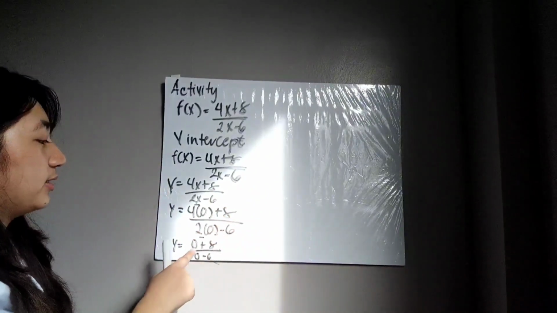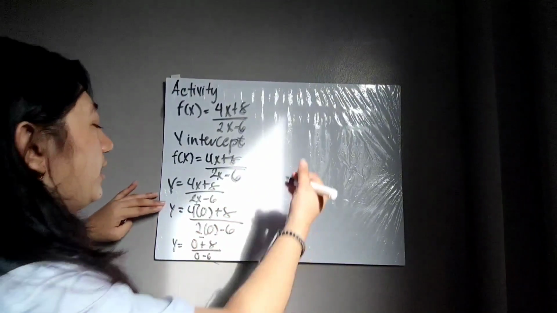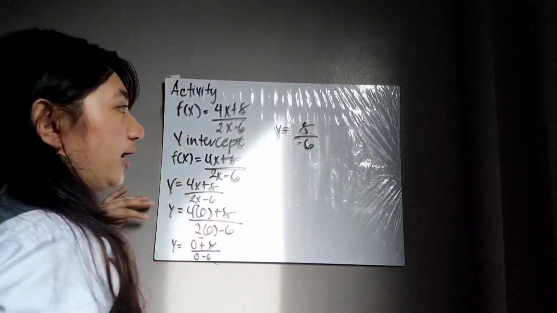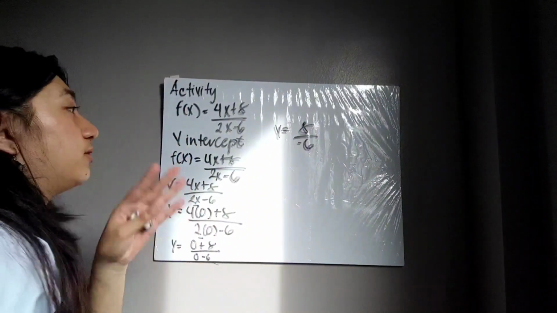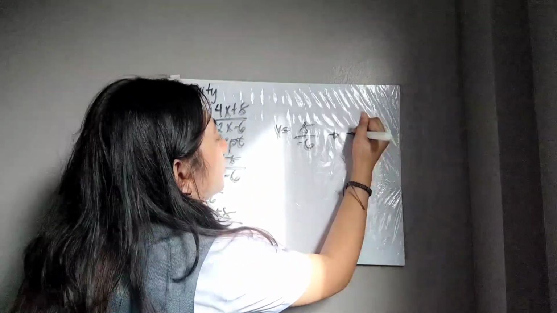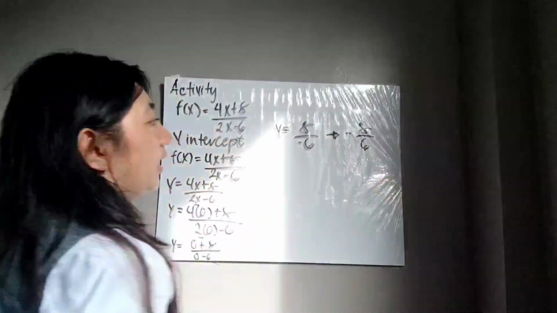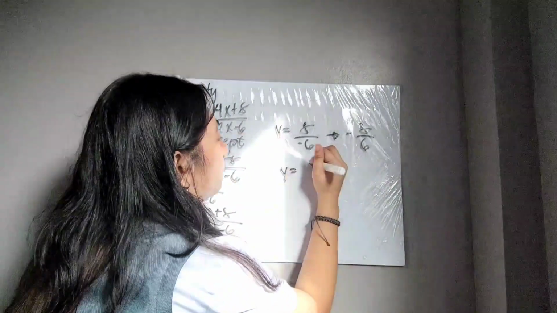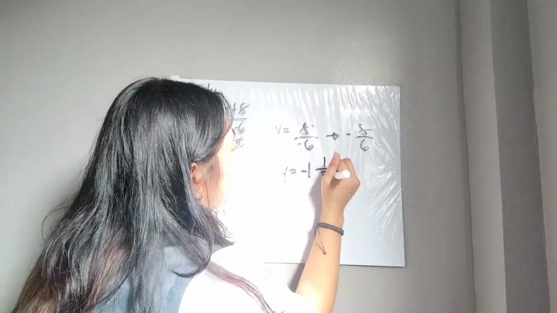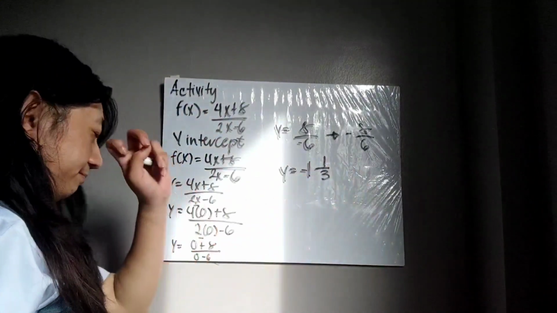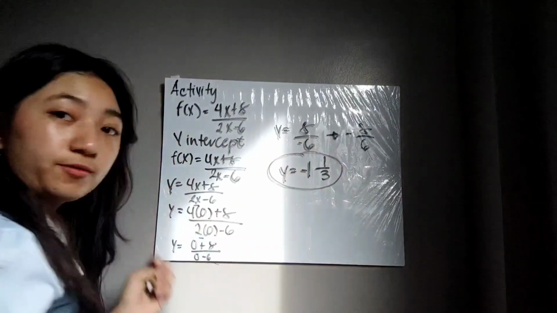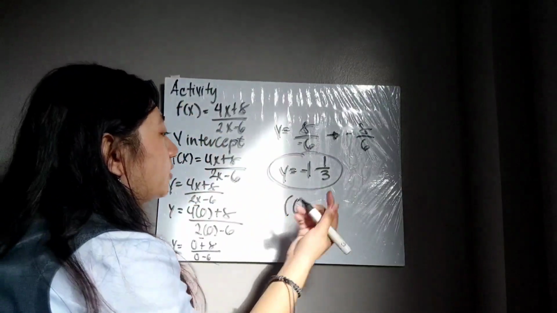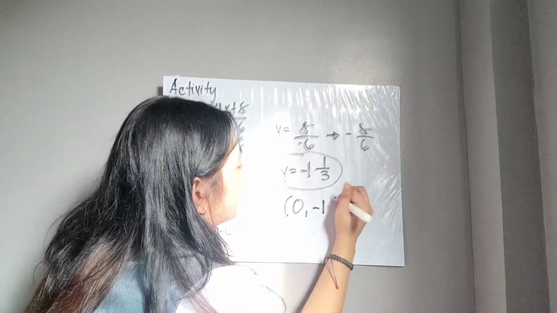Minus 6 pa rin. Yan. And ito pa rin nila is 8 over negative 6. And pag simplify natin, dahil bawal ang negative sa denominator, magiging negative 8 over 6. And using our calculator, para mas-simplify pa, is ito yung answer. Negative 1 1/3. And then, write it into ordered pair which is 0, and yung negative 1 1/3.